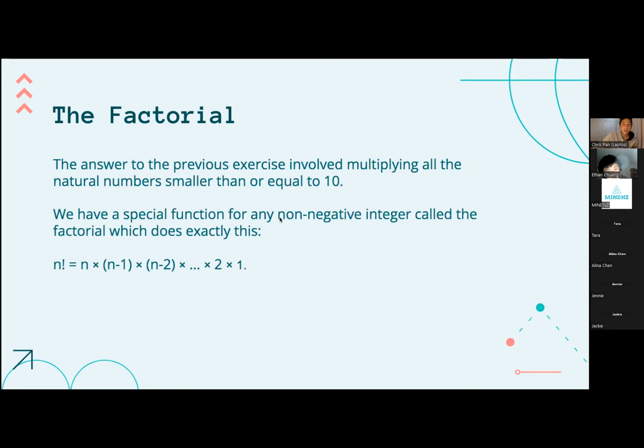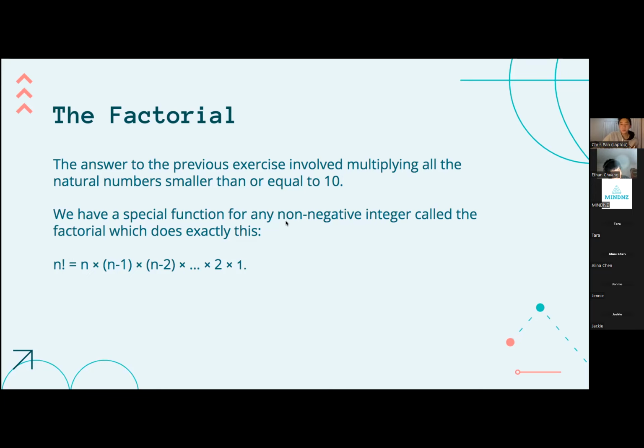Some people picked up on this, but there is a special function which does exactly what we just did, which is multiplying all the numbers up to a certain integer. It's denoted with an exclamation mark and is pronounced n factorial. So it's just n times n minus one times n minus two all the way down to 2 times 1. So something like 5 factorial would just be 5 times 4 times 3 times 2 times 1, and so on.